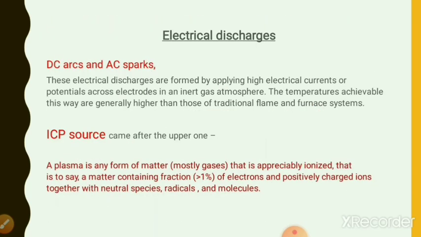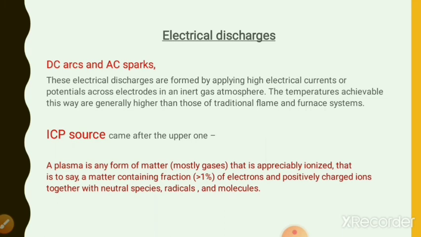Now talk about the third one, electrical discharges, in which DC arcs and AC sparks are used. These electrical discharges are formed by applying high electrical currents or potentials across electrodes in an inert gas atmosphere. The temperatures achievable this way are generally higher than those of traditional flame and furnace systems. After that, the ICP source came into use, in which a plasma state is used.